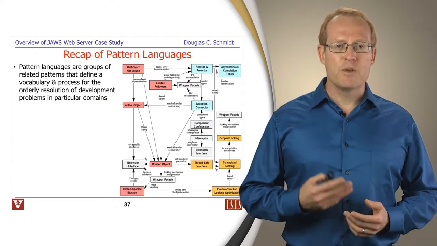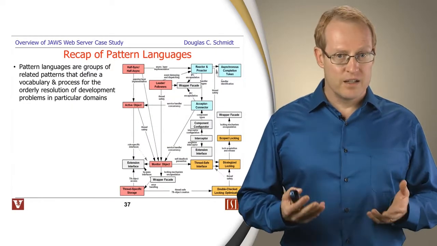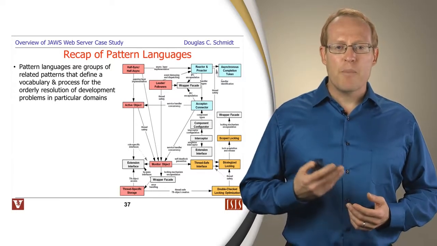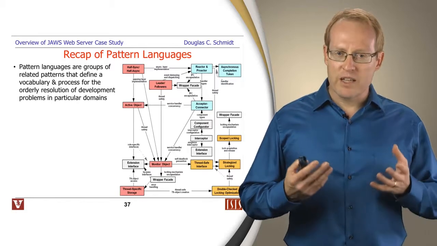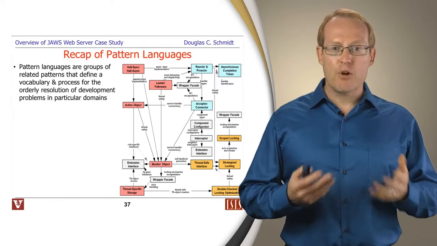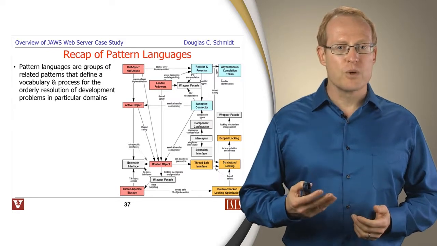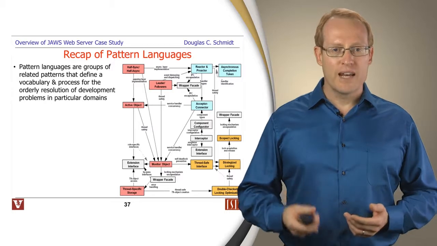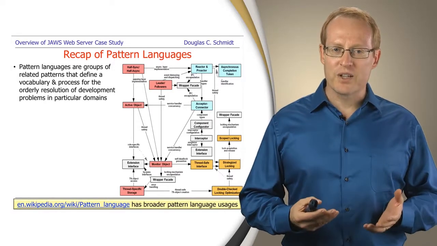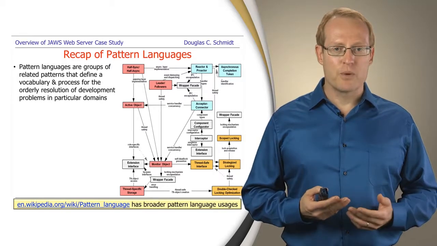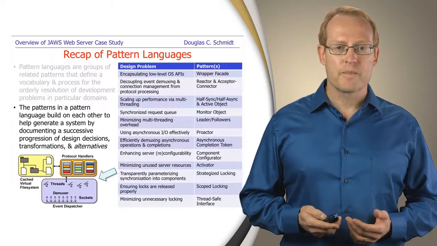Just to recap a bit, if you go back to section 2 of the course, we had a long discussion about pattern languages. But to recap that briefly, a pattern language is basically a group of related patterns that provide a vocabulary and a process for the orderly resolution of certain types of challenges that arise when you build software in a particular context. If you take a look at this Wikipedia link, you'll find other examples of pattern languages that go above and beyond software.